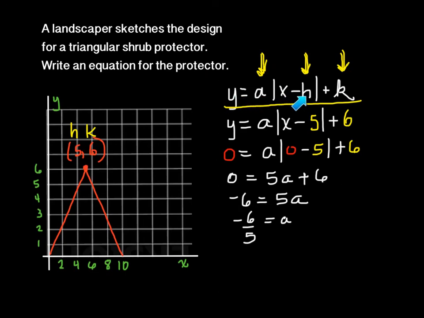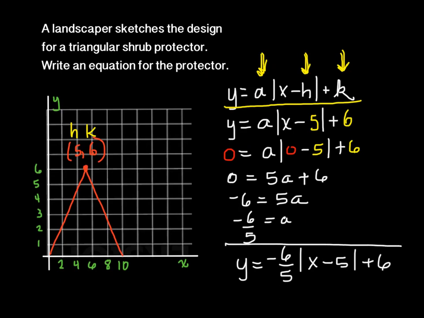So here's the parent function. Here's the parent function with the vertex filled in, with the left and right shift, the h and the k filled in. I just need to add the a. So I'm going to end up with y equals a times the absolute value of x minus h plus k. And that would be the equation of this absolute value graph.